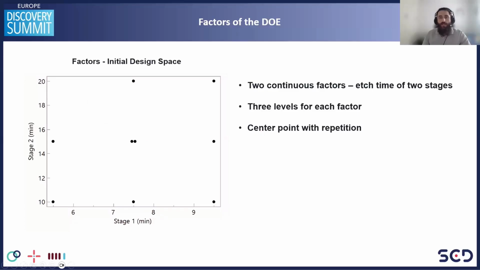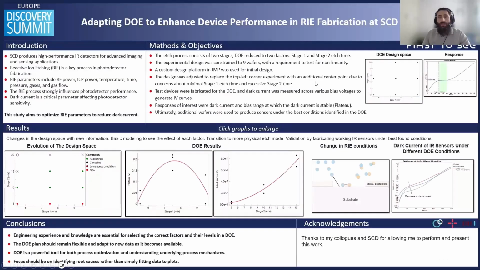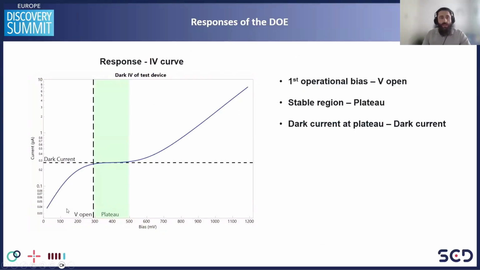As for the responses, we created test devices from our wafers. Then we measured their dark current, and we were able to produce IV curves that describe each test device. And we're interested here in the value of the dark current at the stable region, which is called the plateau. In this region, the dark current doesn't change significantly. So our goal is to get the lowest value for the dark current at this plateau and the longest plateau as possible.